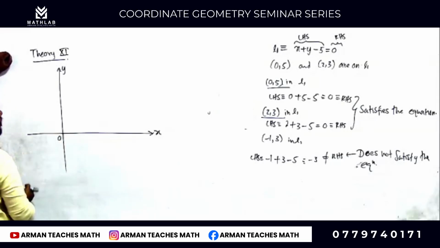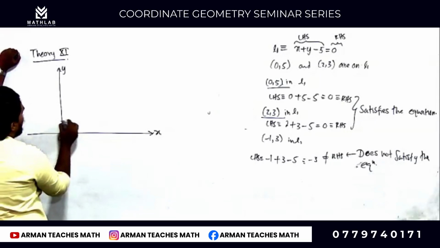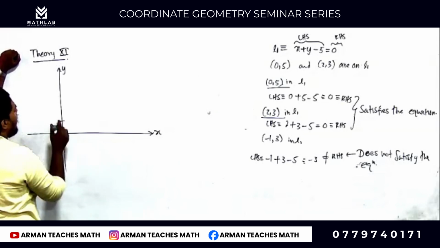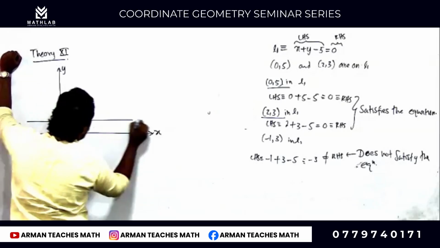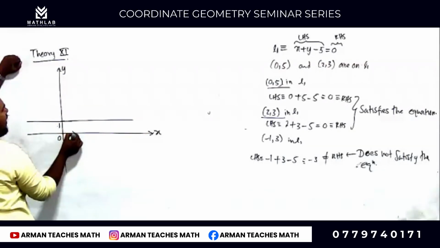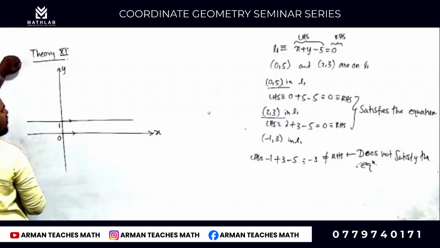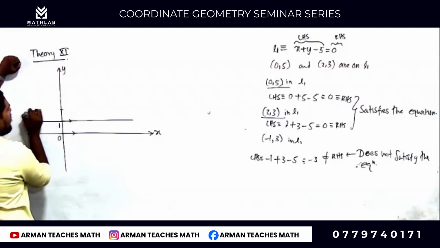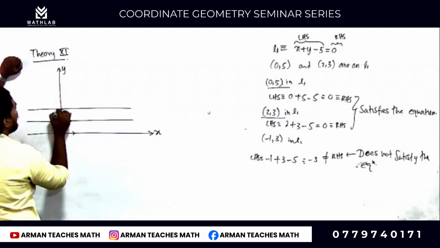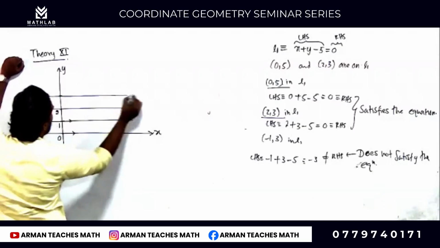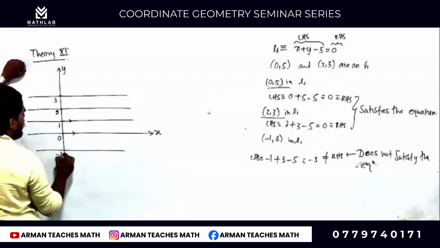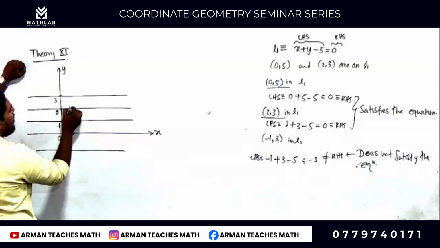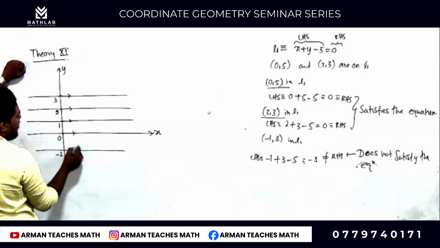Origin, listen. Through 1 on the y-axis I am drawing a straight line segment parallel to the x-axis, which means the gradient is 0. I am taking another straight line through 2 on the y-axis parallel to the x-axis, through 3 on the y-axis parallel to the x-axis, and on the minus side I'll take minus 2, parallel to the x-axis. All of these are parallel to the x-axis.